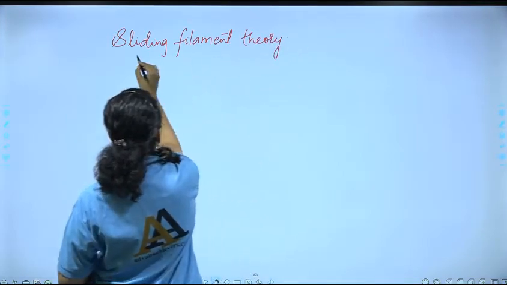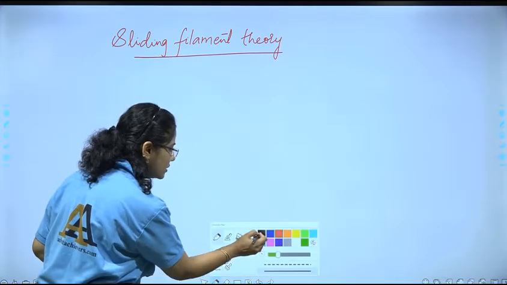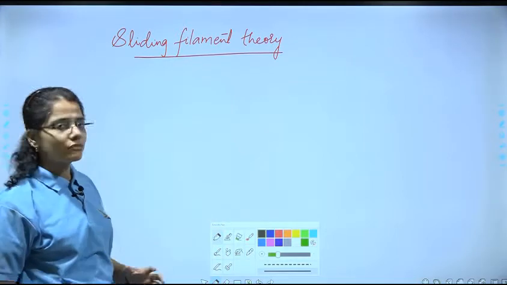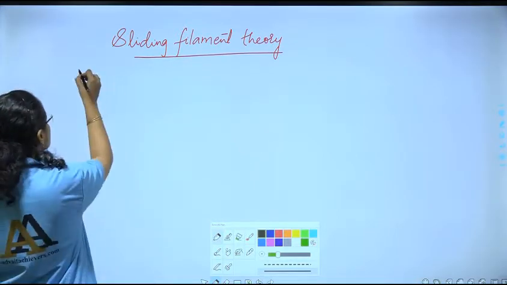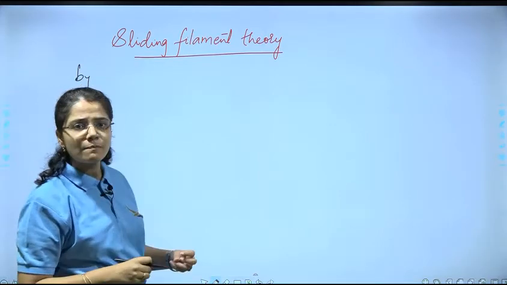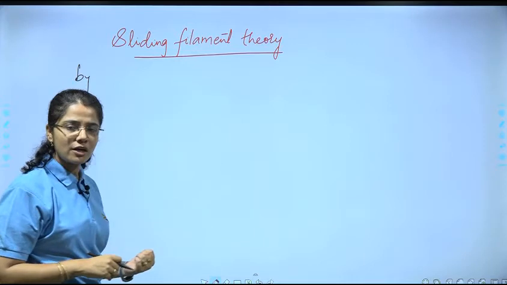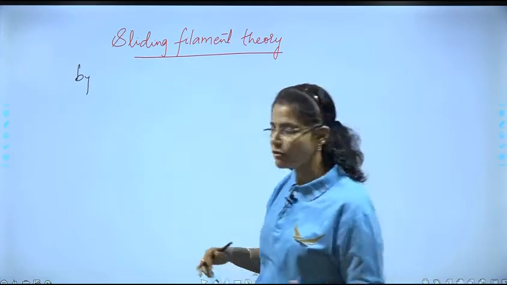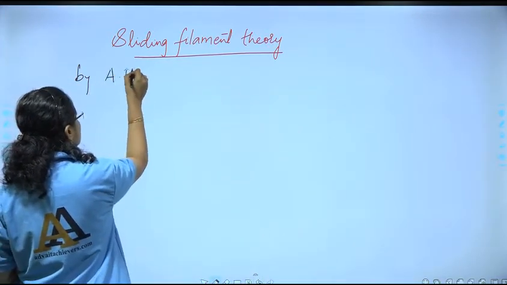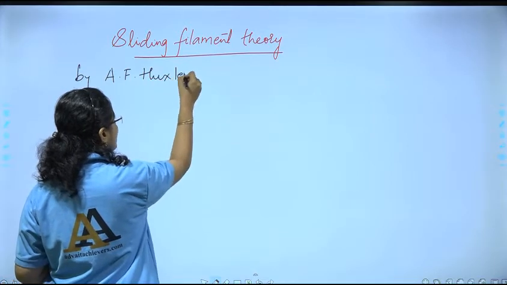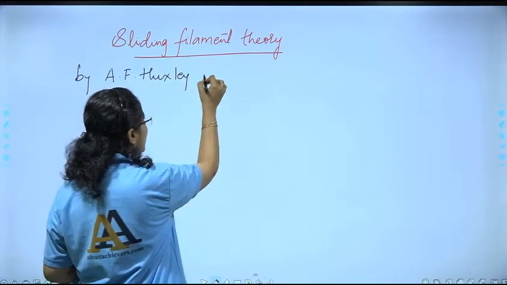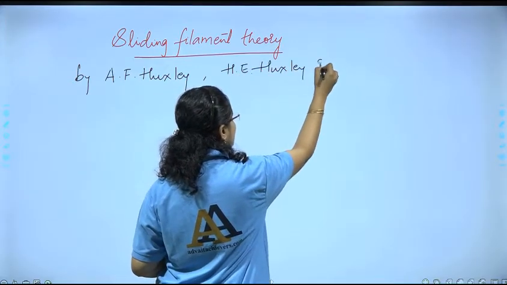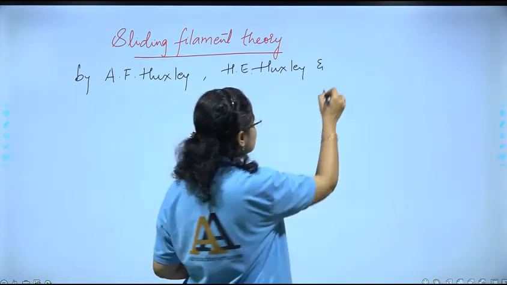So before we begin to understand this, let us just remember the name of the scientists who were working on this. They were A.F. Huxley, H.E. Huxley and H.G. Hansen. Actually there were two teams, right? One was led by A.F. Huxley and the other one was led by H.E. Huxley and J. Hansen.